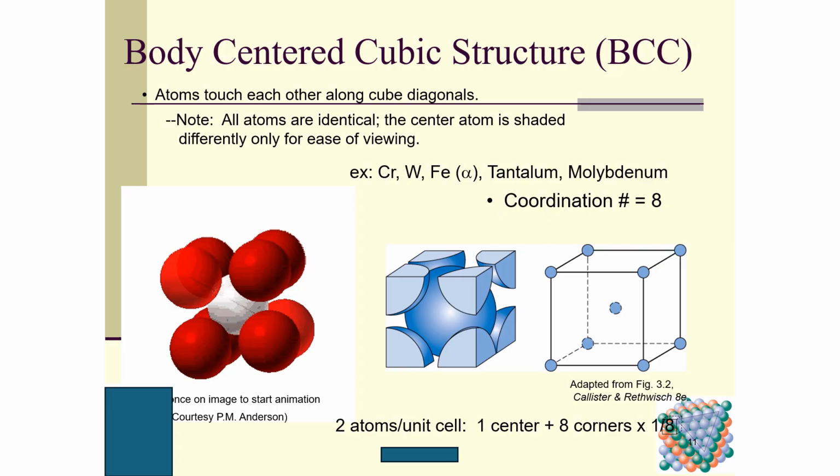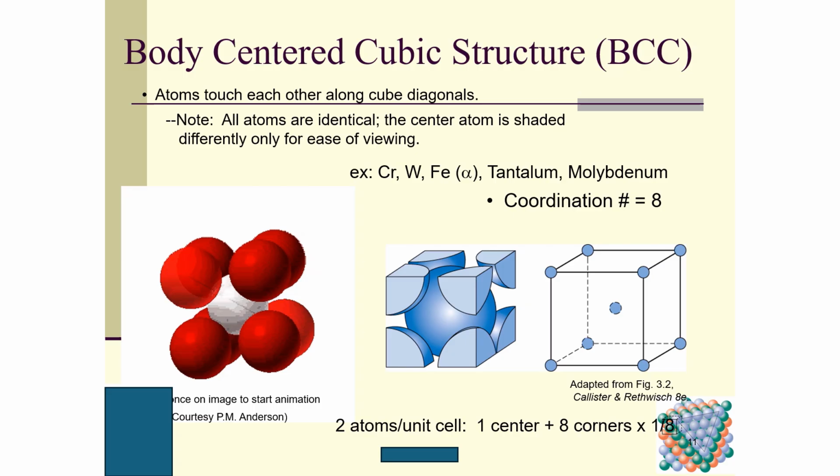And the third structure is called body-centered cubic structure, BCC. So in BCC, atoms touch each other along the cube diagonal, not the face diagonal, along the cube diagonal this time. Note, all atoms are identical. The center atom is shaded differently only for ease of viewing. And I'm talking about this image from Dr. Anderson's textbook. So here you have the sphere representation.